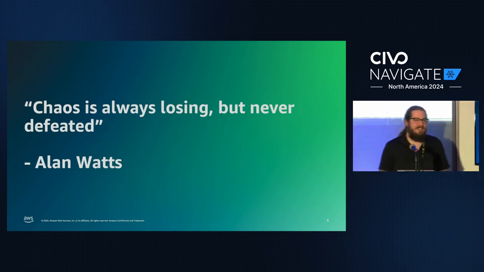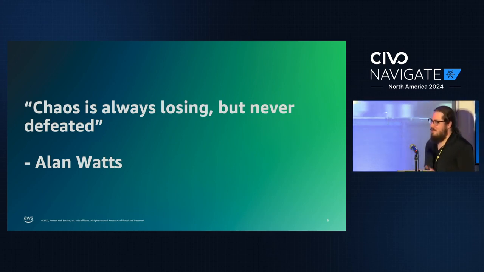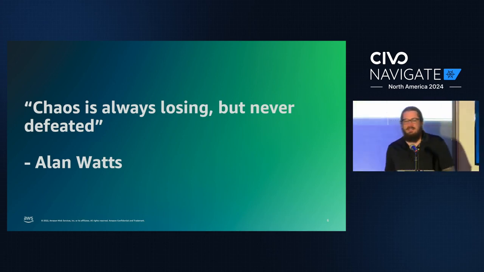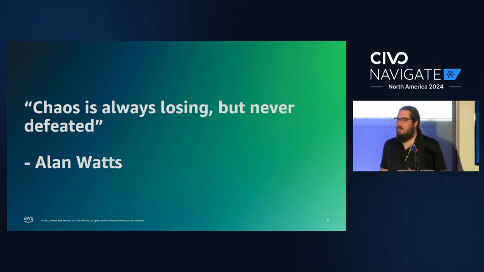So for this section of the talk, I considered just going with something boring and just calling it like, you can't beat chaos or chaos always wins, right? But I decided instead to pick out a quote from one of my favorite philosophers, Alan Watts. He said something that I think is both optimistic and pessimistic at the same time. It's the ultimate glass half full, half empty. He says chaos is always losing, but it's never defeated. And so this is really what it is when you're building a large system. It isn't ever possible to completely defeat chaos, but if you do things right, chaos is always losing.